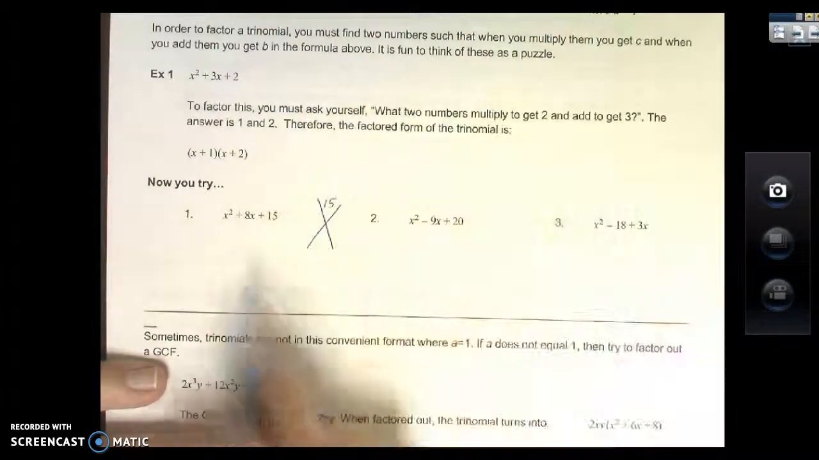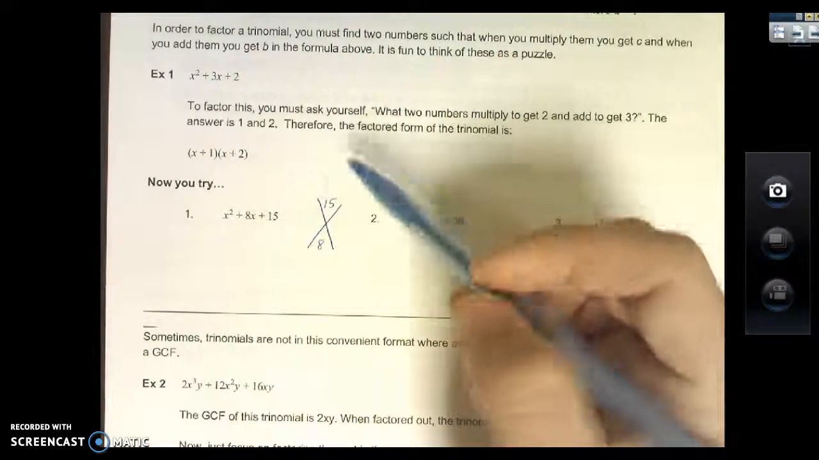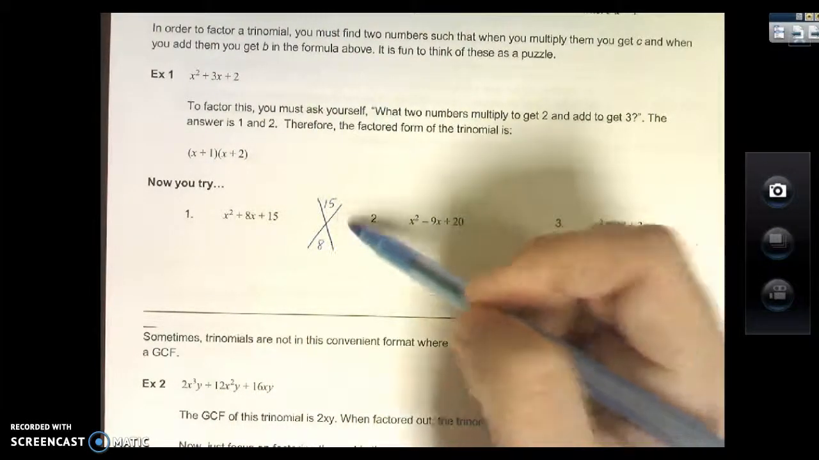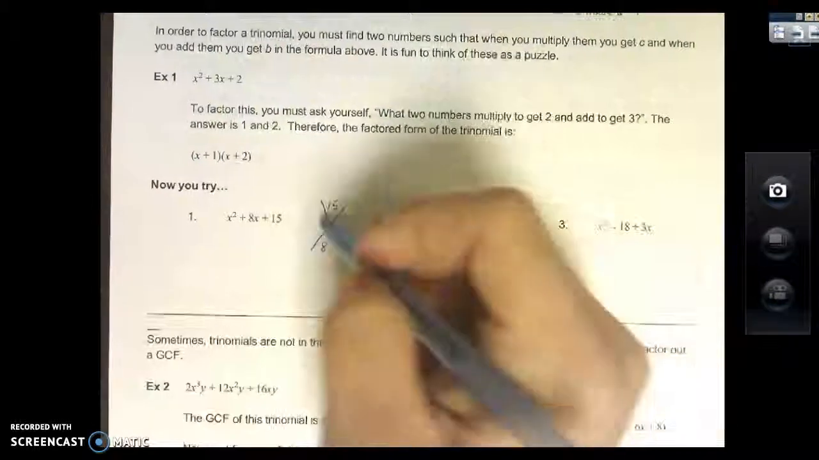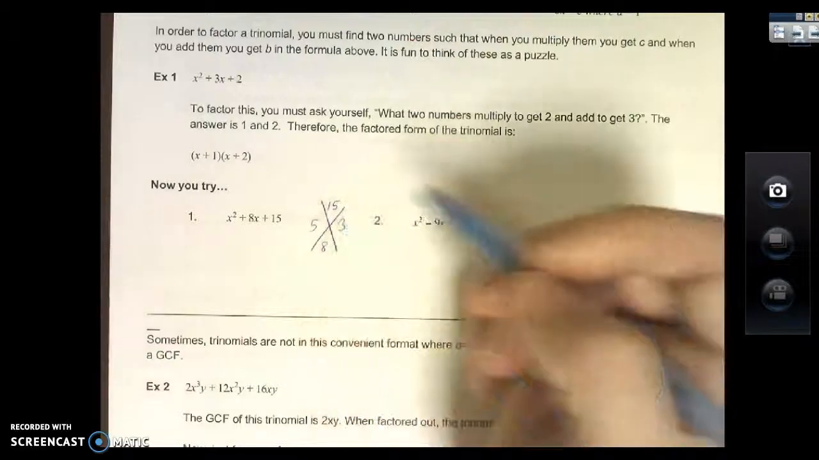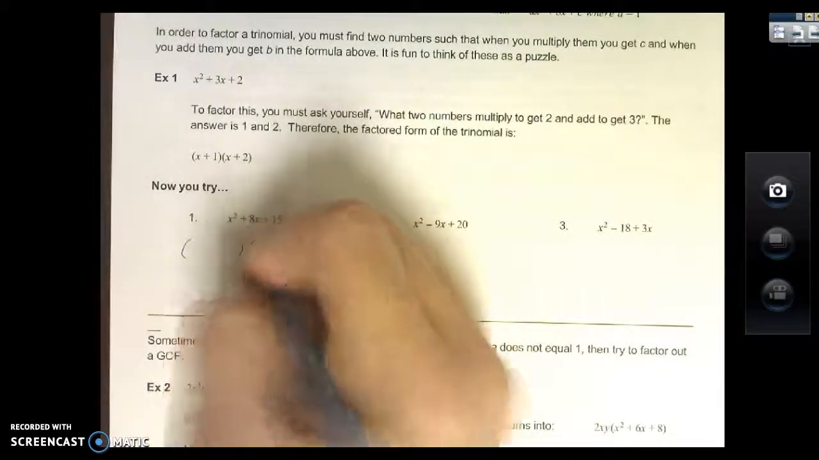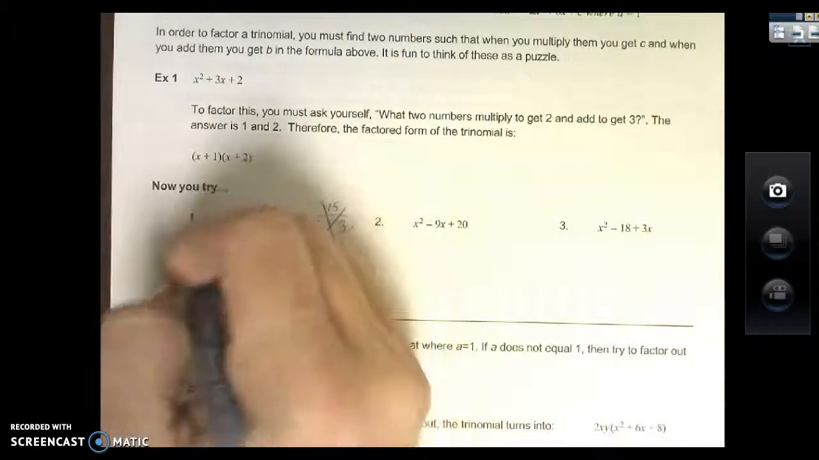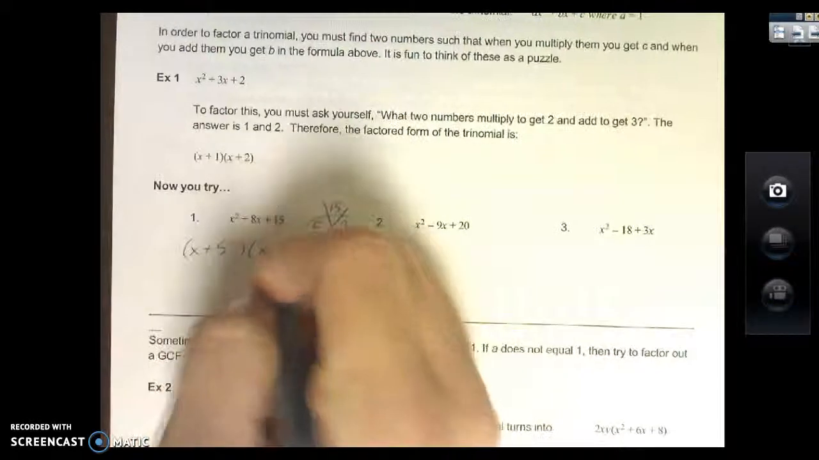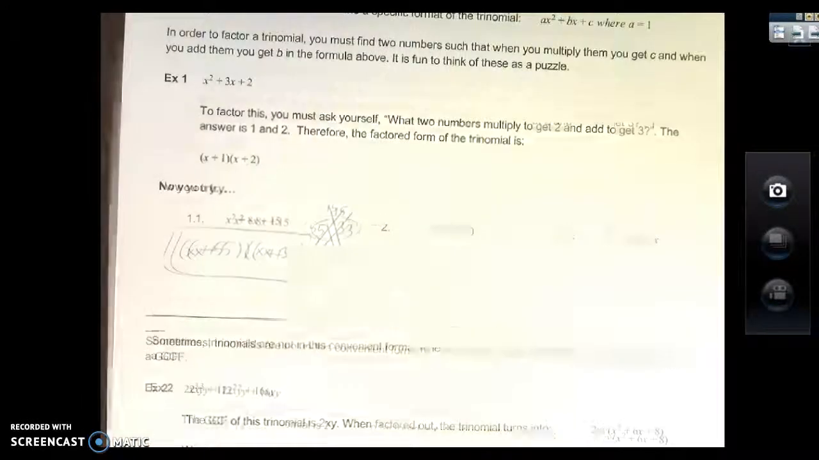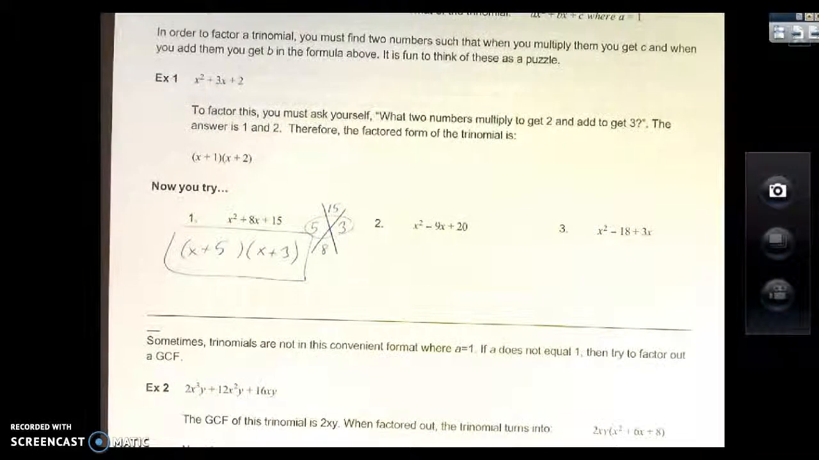Put that up top. Next, the 8 goes down low. The middle term goes down low. You are asking yourself what two numbers multiply to give you 15 but add to 8? 5 and 3. Okay? After you have these two numbers, you make two sets of parentheses. You put x and x in both of them, and these two values are what go in here. Plus 5, plus 3. Done. Okay?